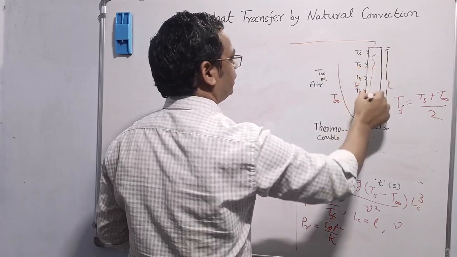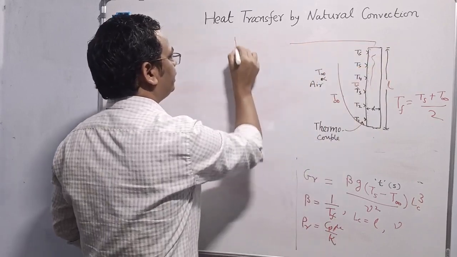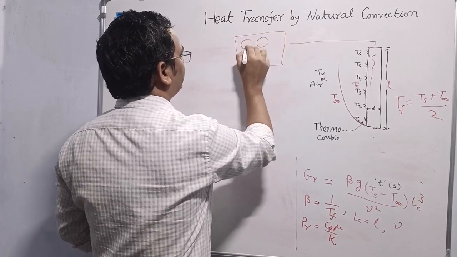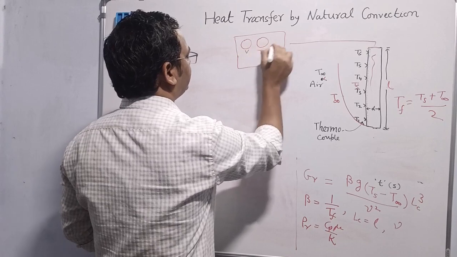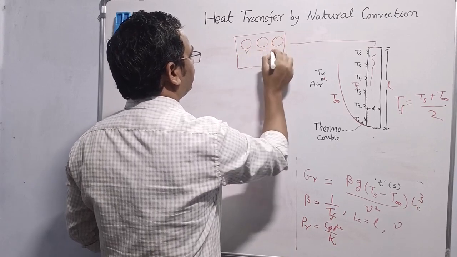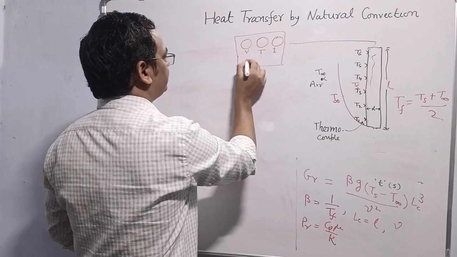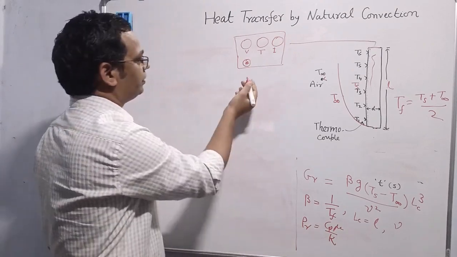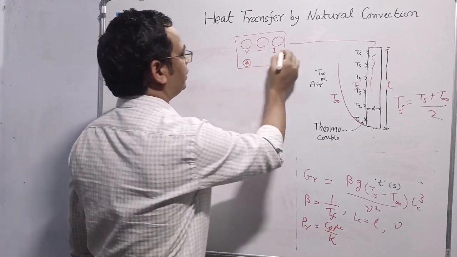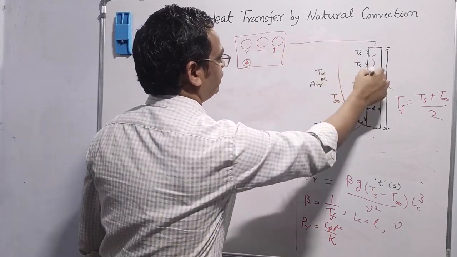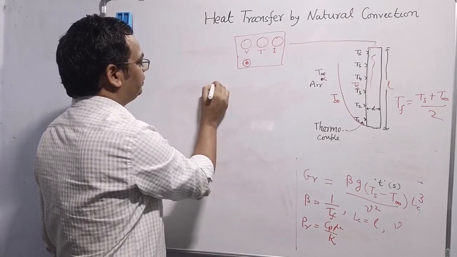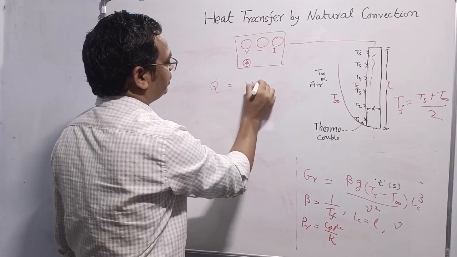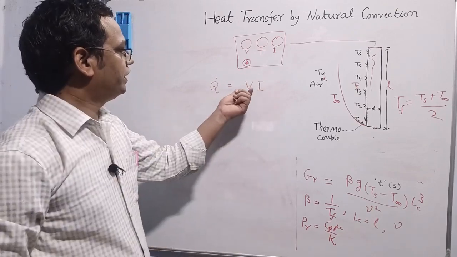Inside that heater is there, and here we will have a board, voltage indicator, temperature indicator, and ampere. For example, we are using such kind of setup. So in that case, we can find the heat input from here, Q, rate of heat transfer, that will be VI, voltage and current.